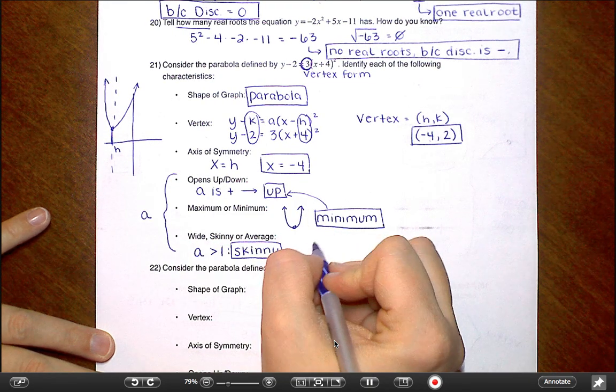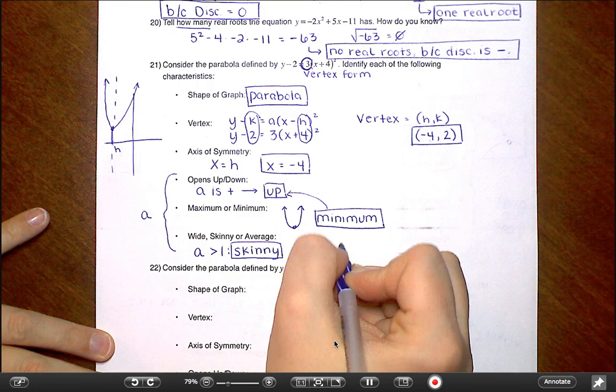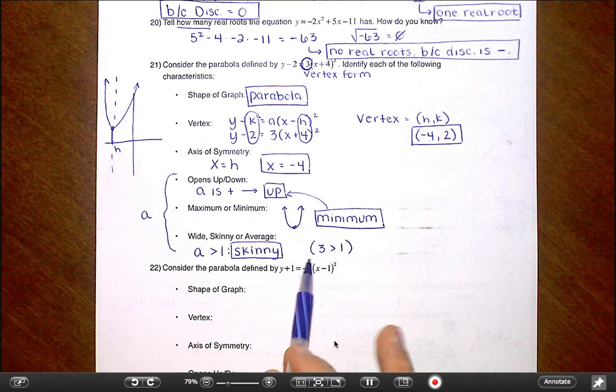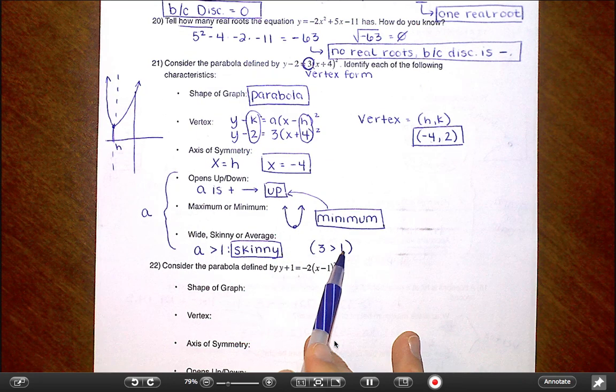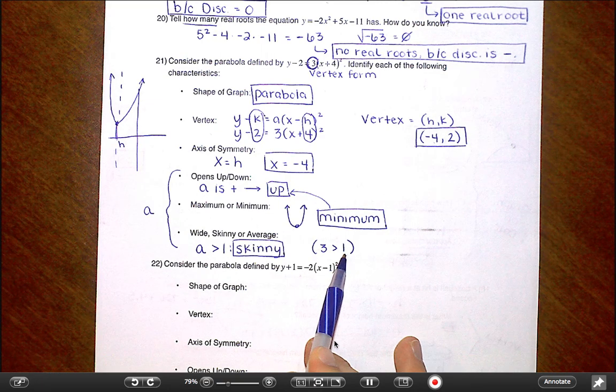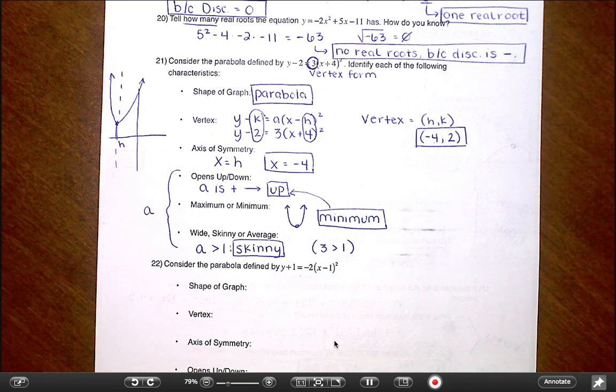So really that's because 3 is bigger than 1. Okay, so it's growing 3 times faster than a normal parabola. This is average. Okay, so it's growing 3 times faster upward, which means it looks skinnier than the others.